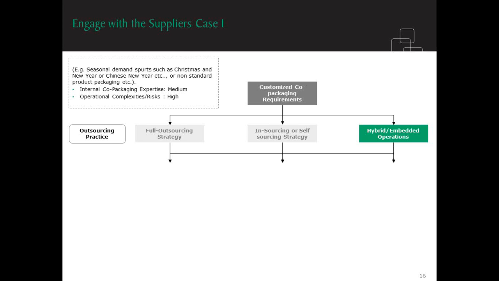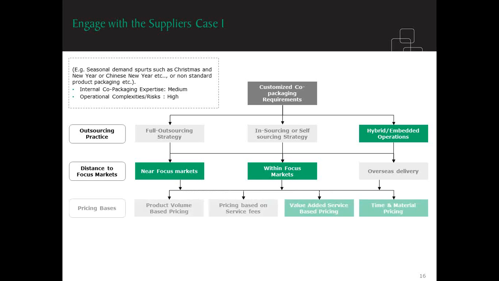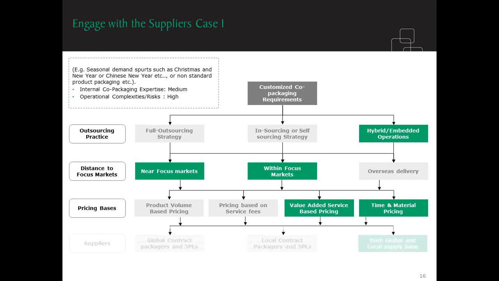Second, distance to focus markets. The distance from the market in question will be near focus markets or within focus markets for this scenario. Third, pricing basis. Time and material based pricing and value added based pricing can be the most apt options for the case in point. And finally, the fourth, suppliers. The buyer here has the flexibility to deal with local or global contract packagers, with facilities within the industry preferring to work with local contract packagers or local 3PL players to meet immediate demand fulfillment.